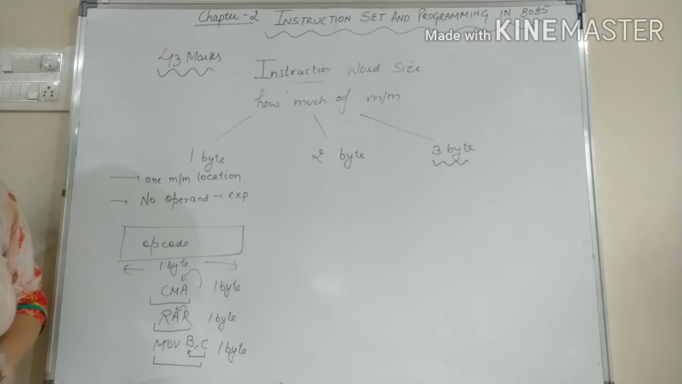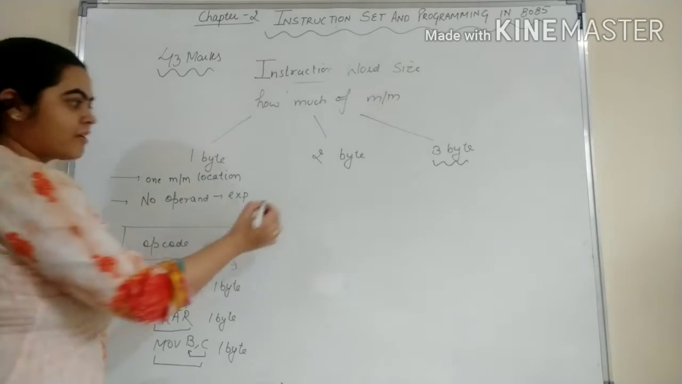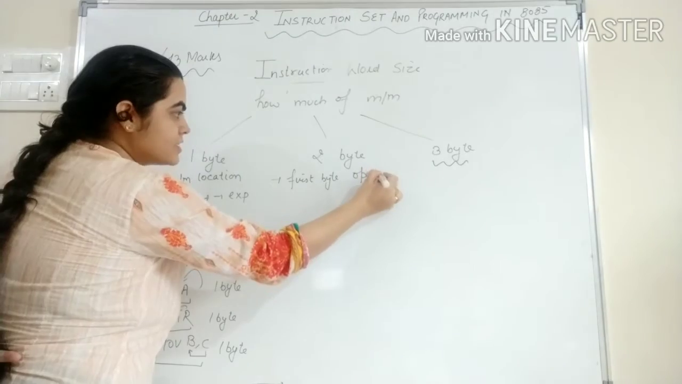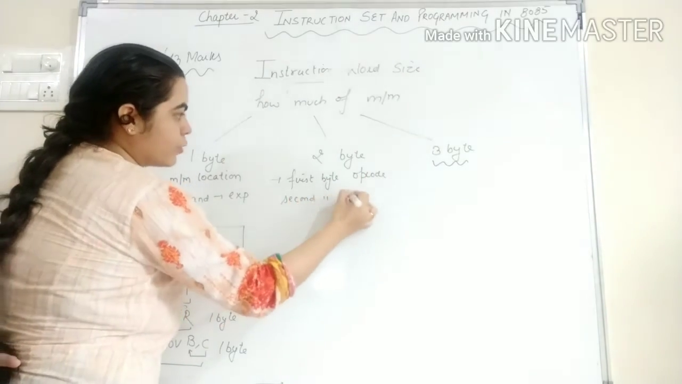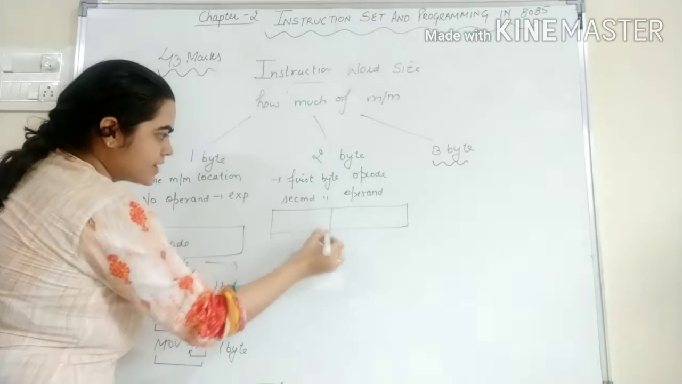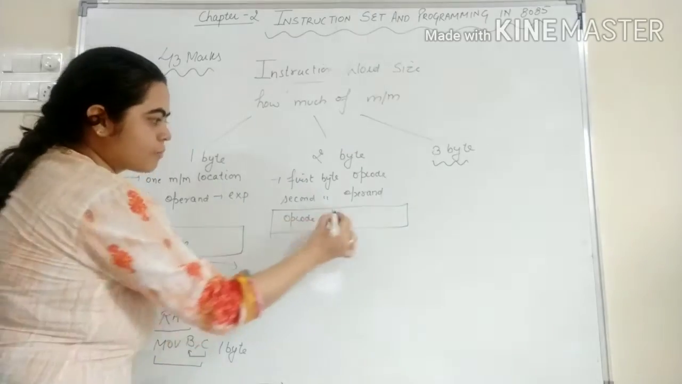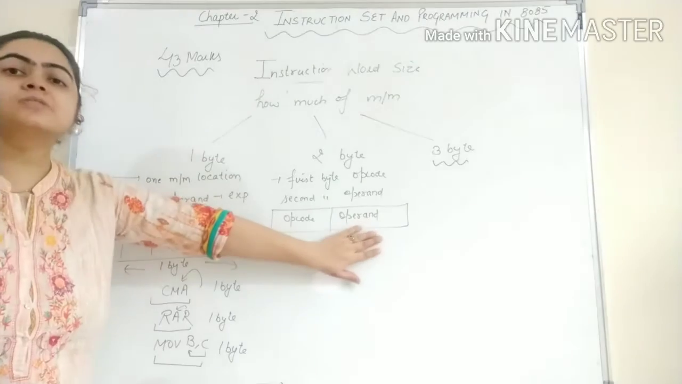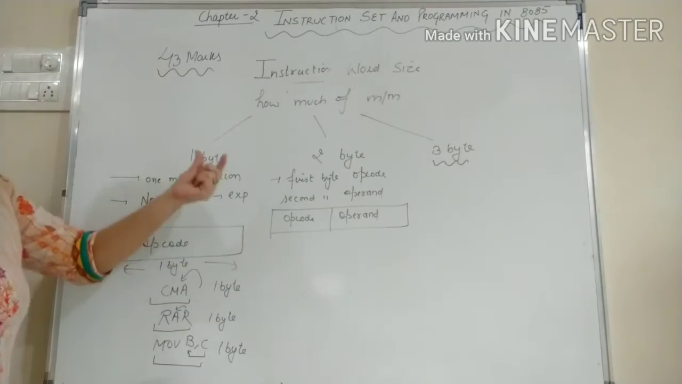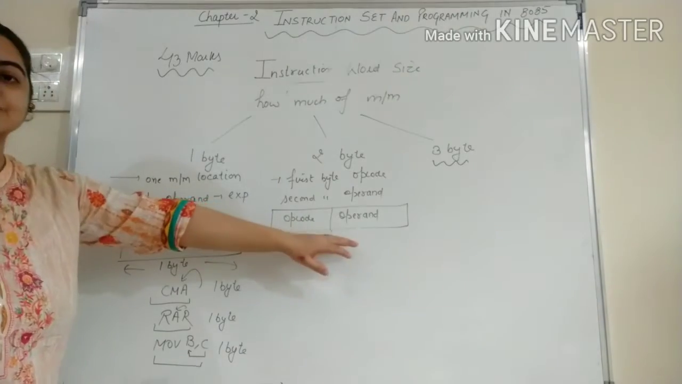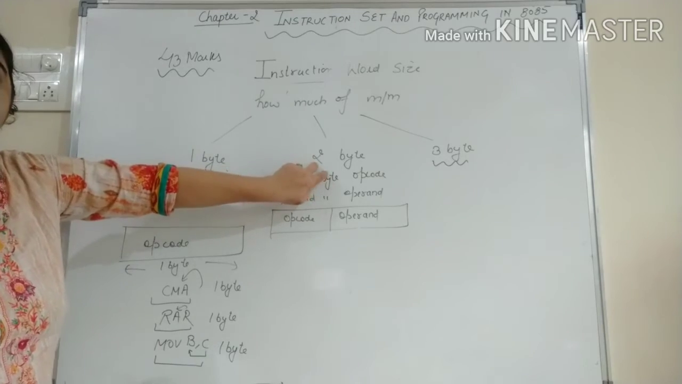Now come to the 2 byte instruction. In the case of the 2 byte instruction, the first byte is used to specify the opcode, while the second byte is used to specify the operand. That is known as a 2 byte instruction. You can see here the first byte is used to store the opcode, and the second byte is used to store the operand. In this case the operand is specified explicitly. That means the operand is present here.